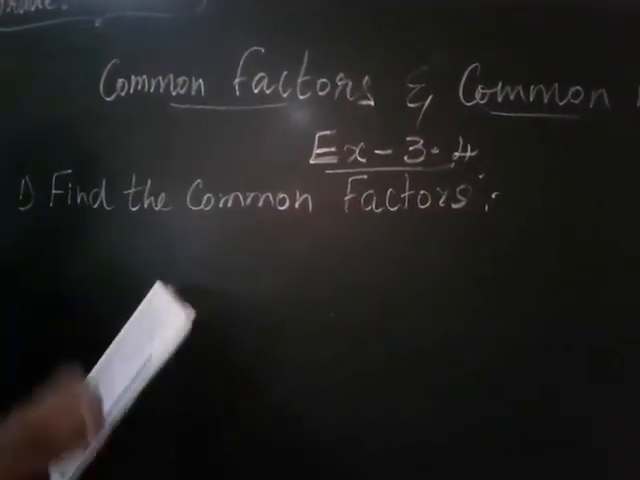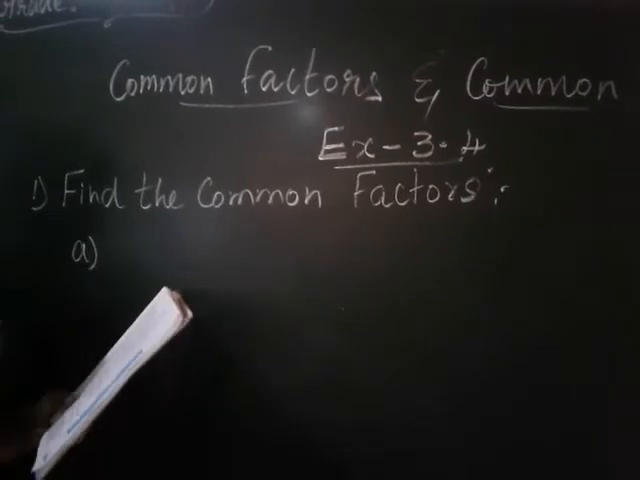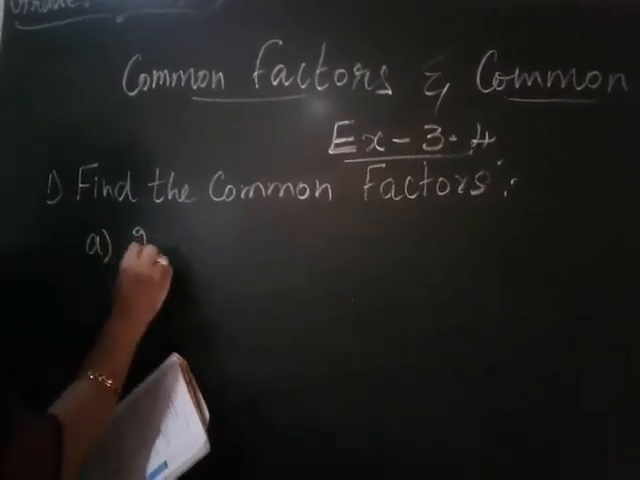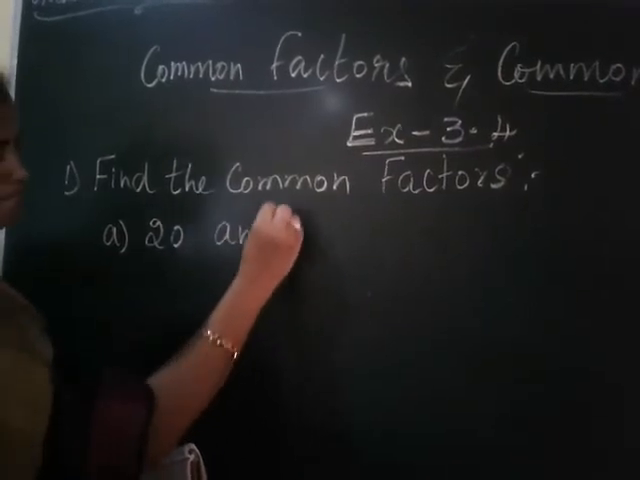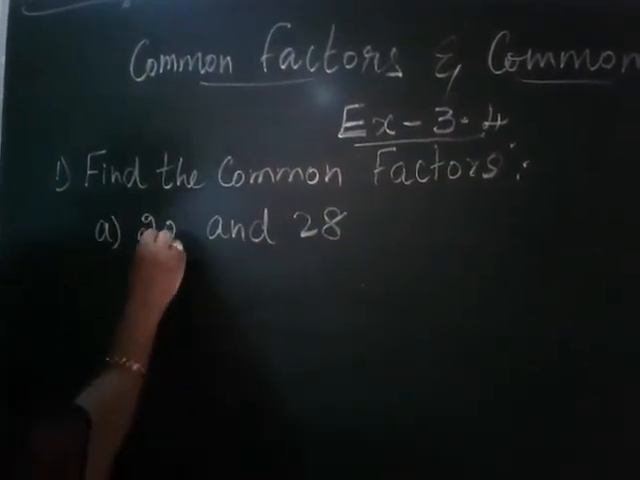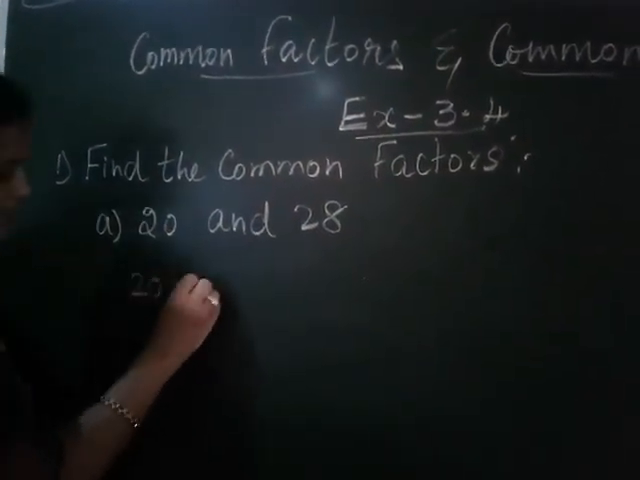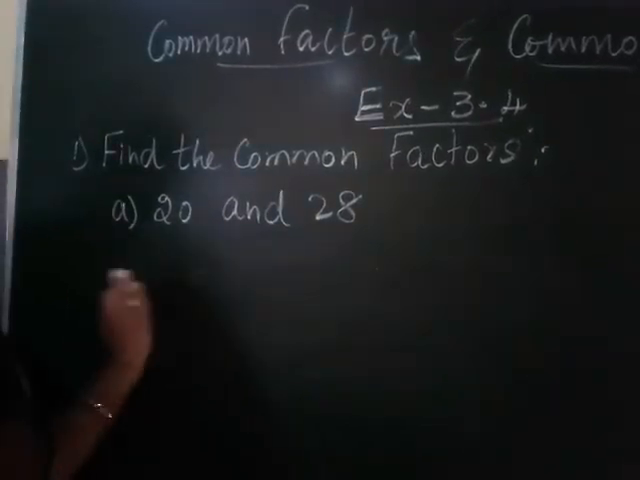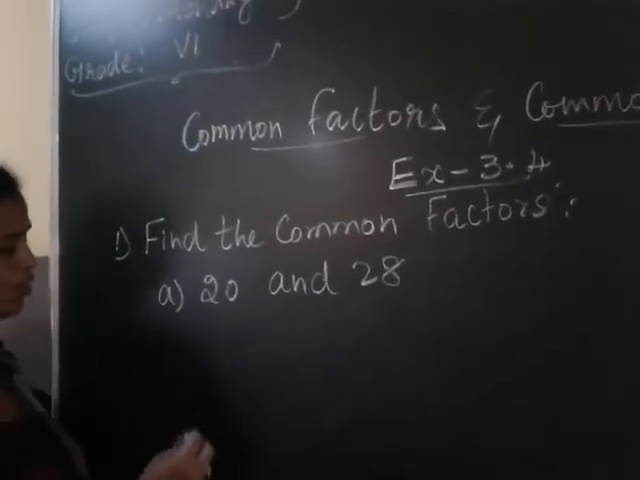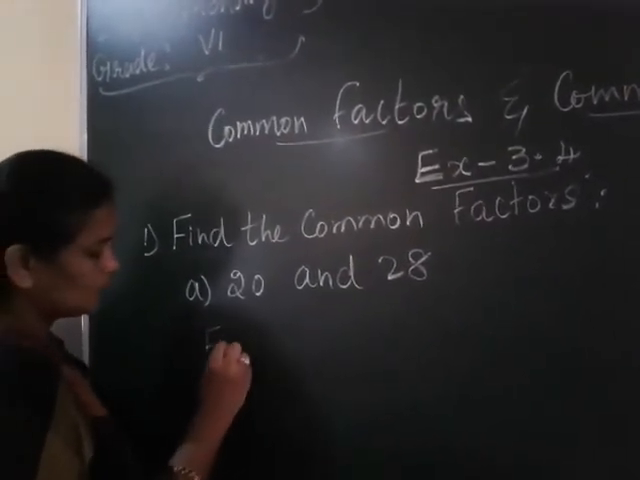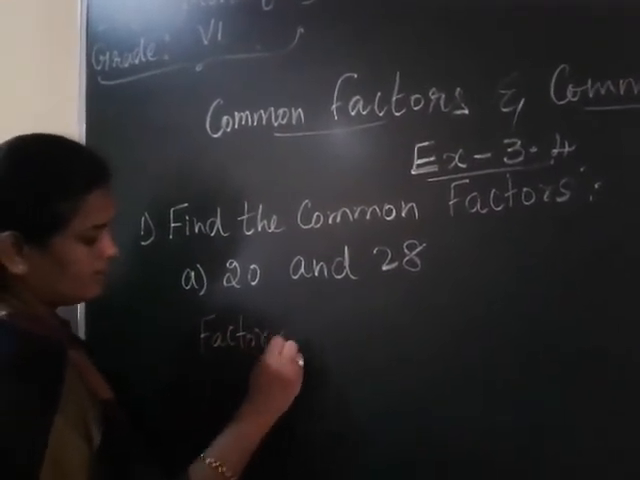Common factors of 20 and 28. First, for 20, you want to write the factors. So when you are writing the factors of 20, you want to write it like this.